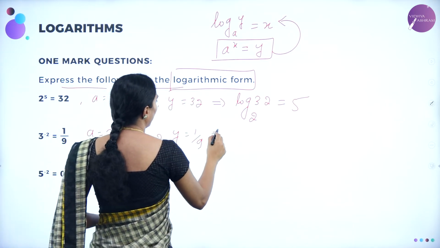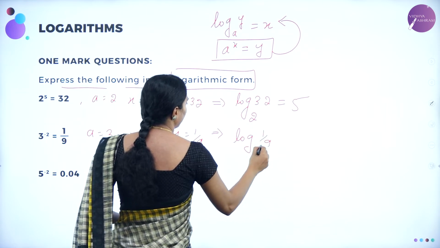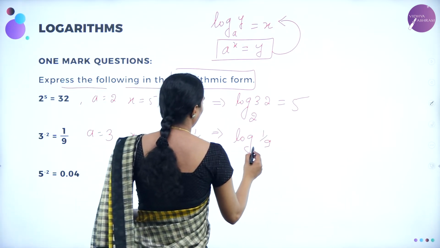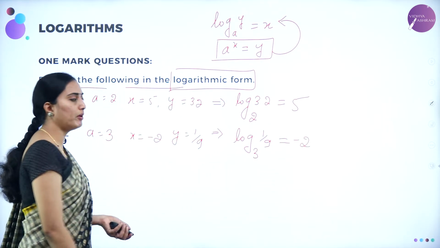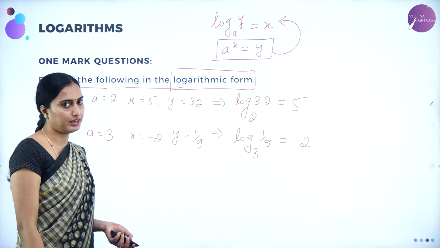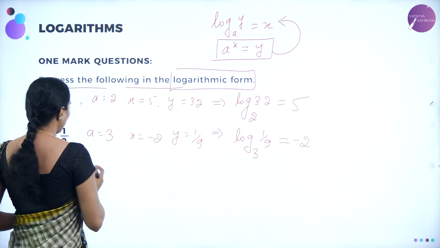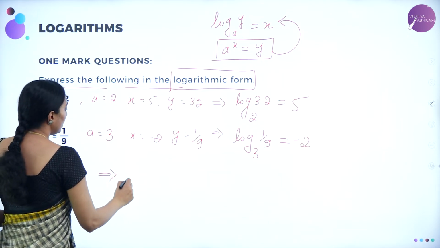So therefore it implies that log 1 by 9, correct, to the base a, which is 3, can be written as minus 2. That is, 3 power minus 2 is nothing but 1 by 9. 3 power minus 2 is 1 by 9. So without calculating this or writing the value, dear students, you can write it down.